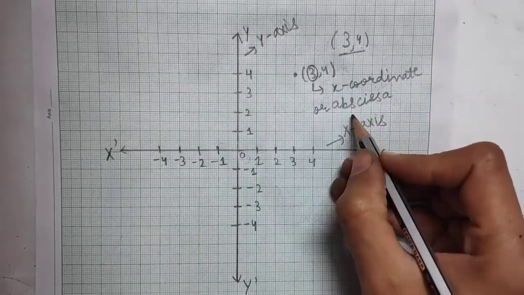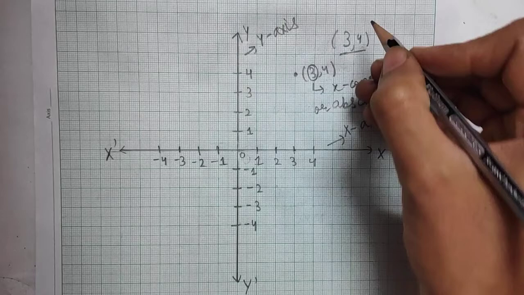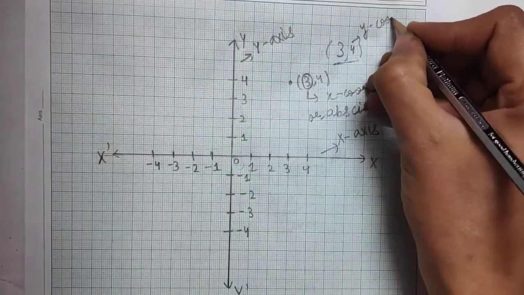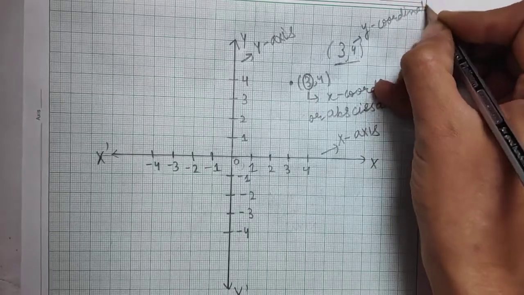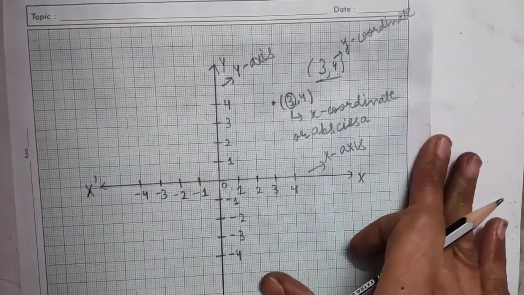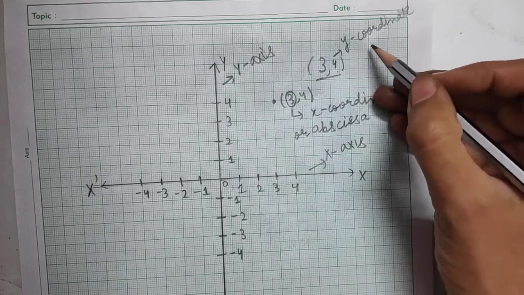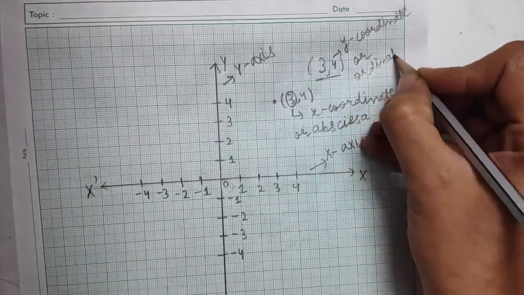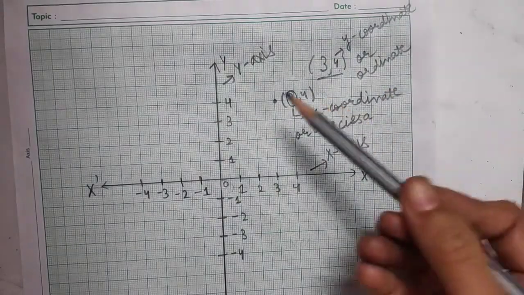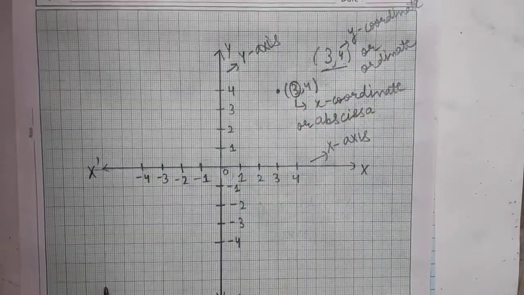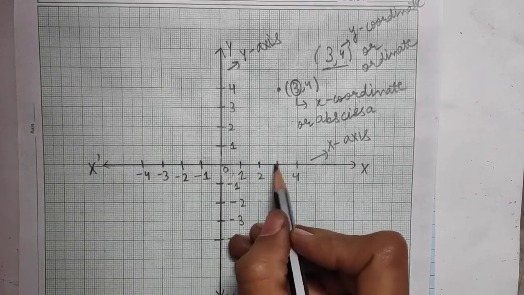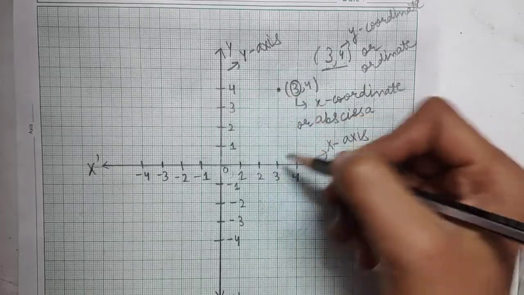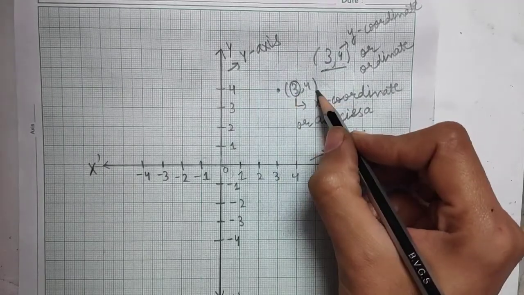The x coordinate is also known as abscissa. Now this 4 is known as the y coordinate, or the other name of y coordinate is simply ordinate. So we have plotted the point 3, 4 in this manner. We have moved 3 steps to the right and then 4 steps in the upward direction. So this is 3, 4.